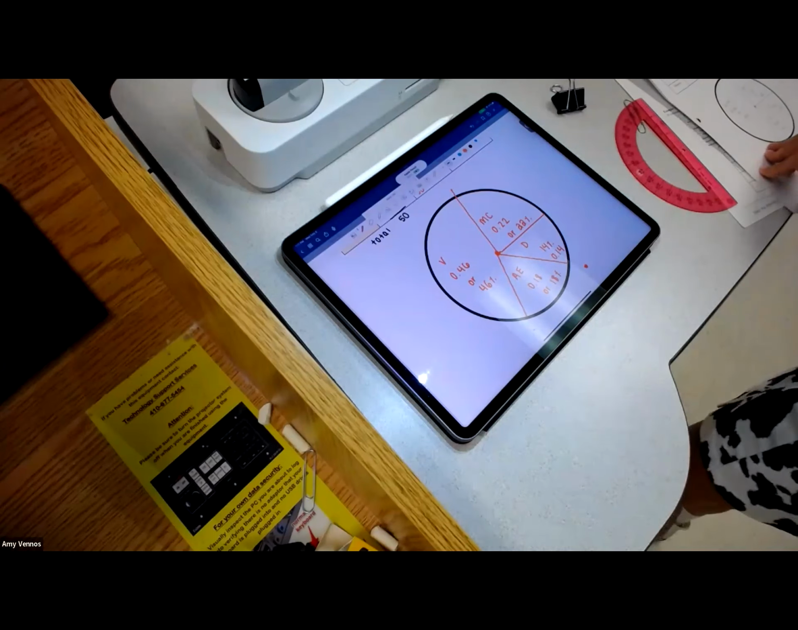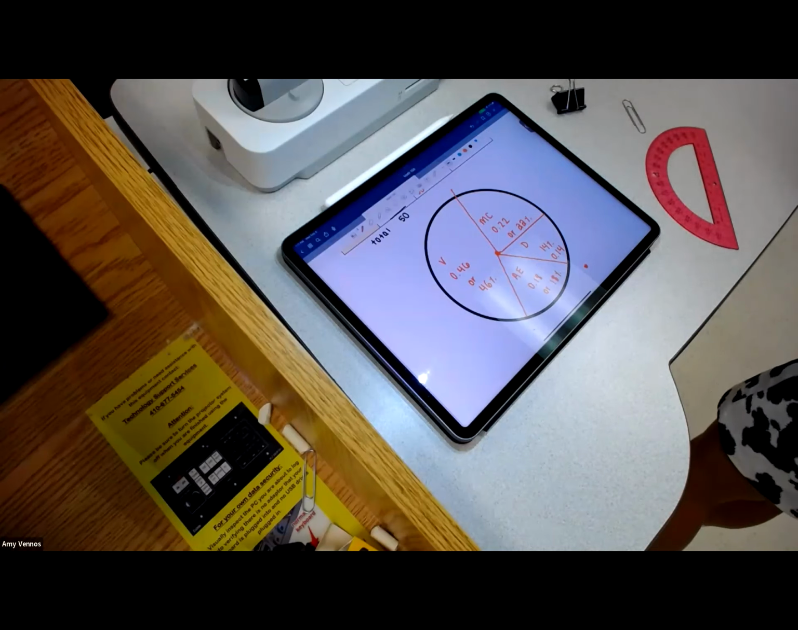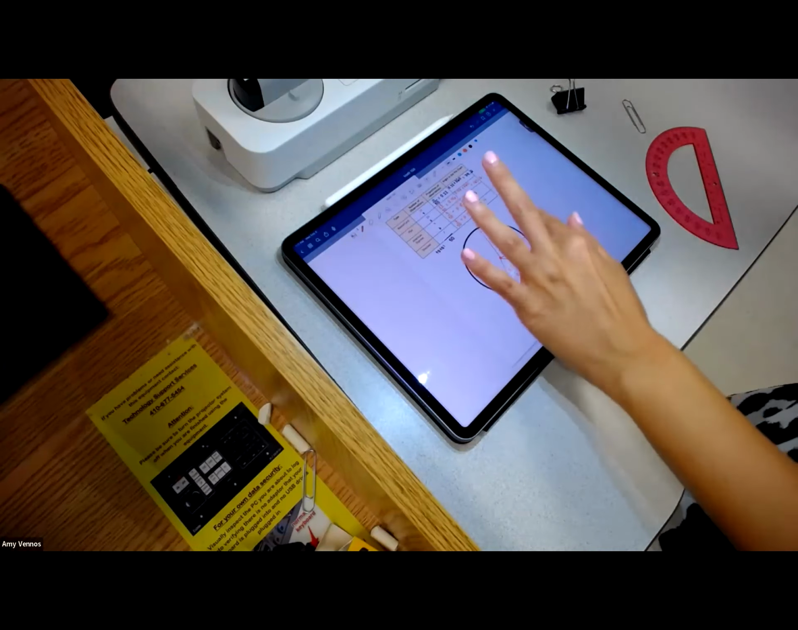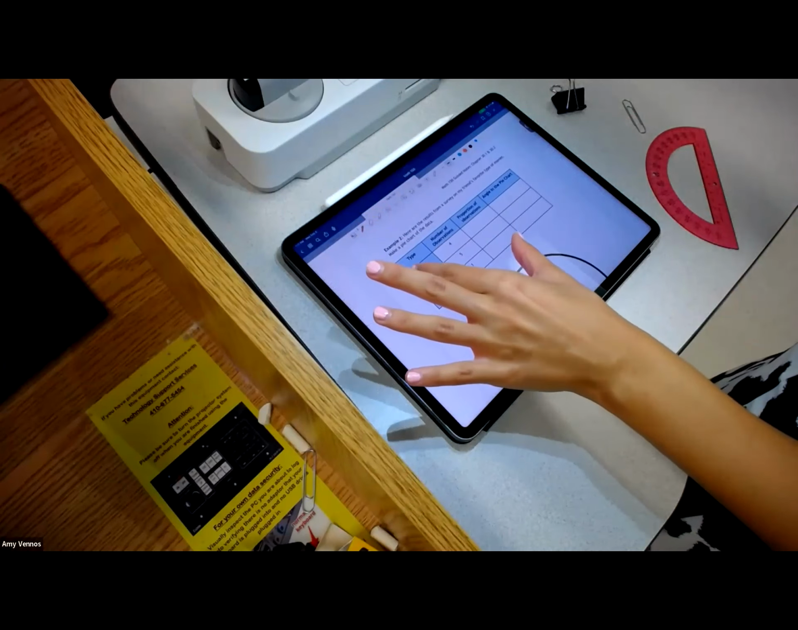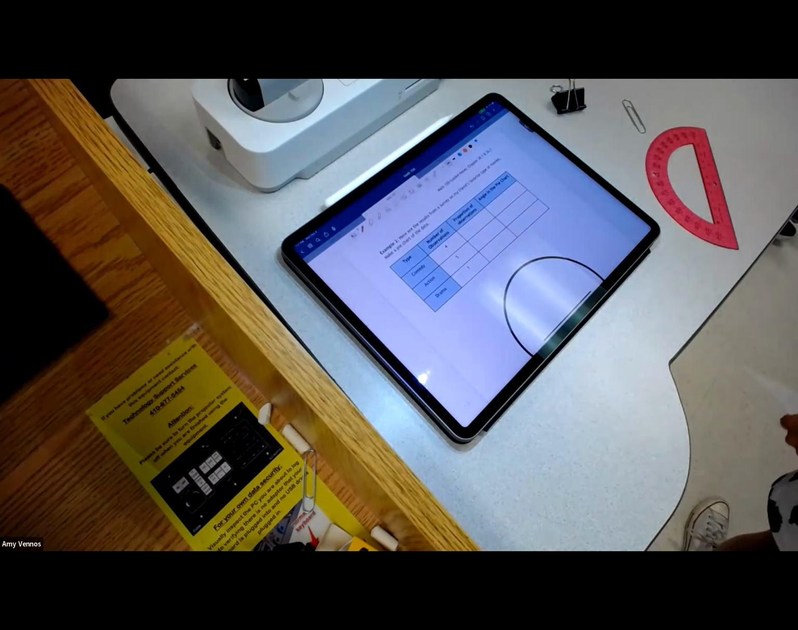All right. How about this? If we flip the page over, we have another example. We have comedy, action, and drama. Why don't you try these on your own or together in groups? Try doing the proportion, the angles, and also creating your pie chart.